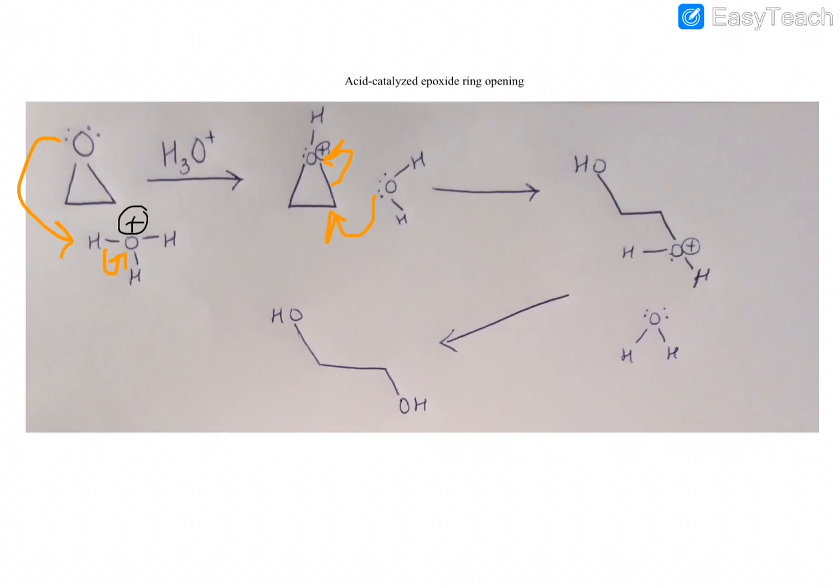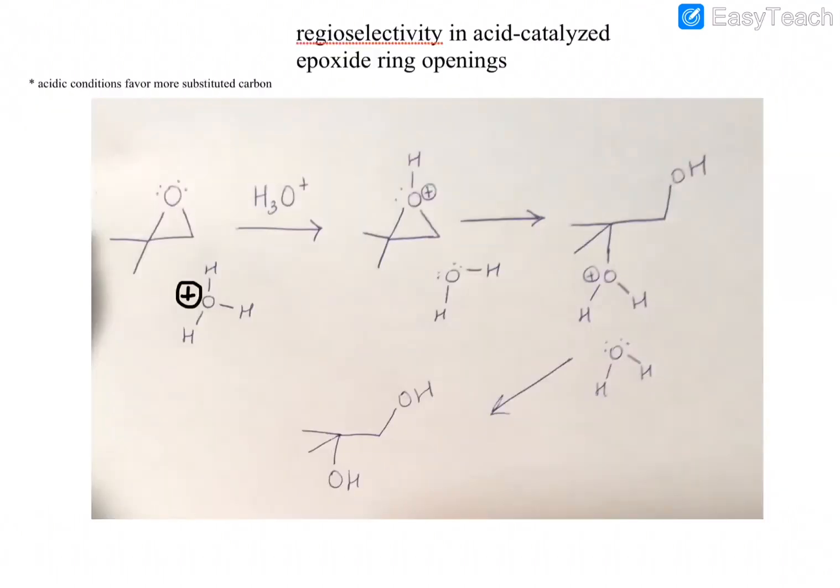So next, the positive charge will be eliminated when another water molecule comes to deprotonate the oxygen, leaving the end result of a diol. So next, we'll talk about regioselectivity in acid-catalyzed epoxide ring openings. So, in acidic conditions, the more substituted carbon is the electrophilic center, and it's where the nucleophile wants to attack.